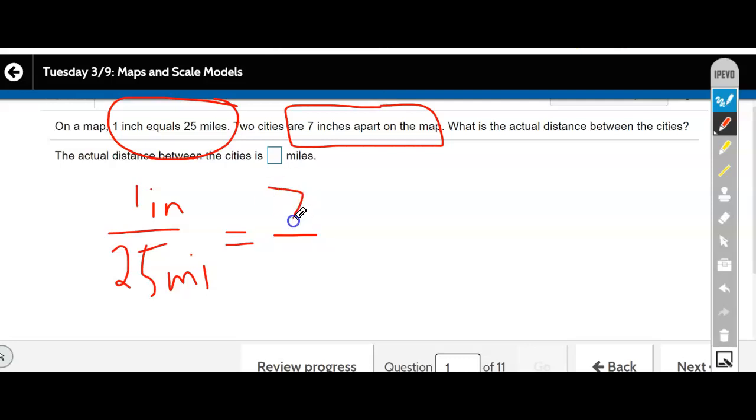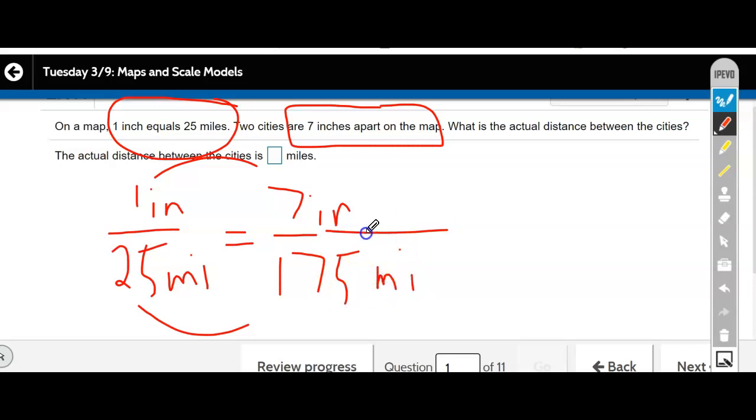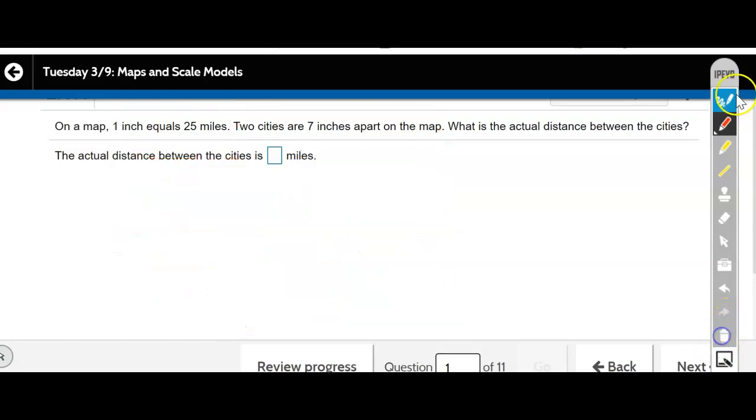Okay, so you had 7 inches on top. And then 1 times 7, so 25 times 7, you got 175 miles. Very good. So 175 is what I put in the blank right there. Somebody could have told me, right? Yeah. So that's how it should be set up and solved. Did we all get it? I guess.